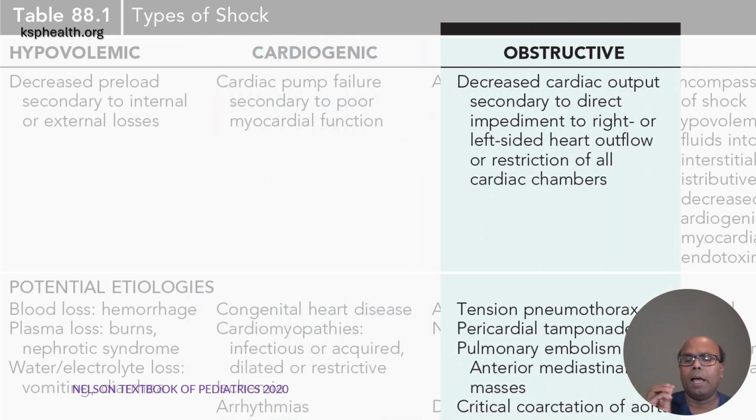And finally, obstructive shock. It is decreased cardiac output because of a direct impediment to outflow or restriction of all cardiac chambers. That is seen in patients with tension pneumothorax, pericardial tamponade, pulmonary embolism, anterior mediastinal masses, and critical coarctation of aorta.